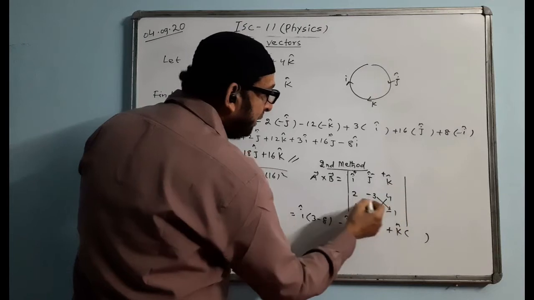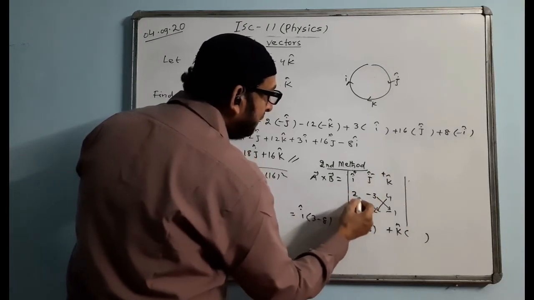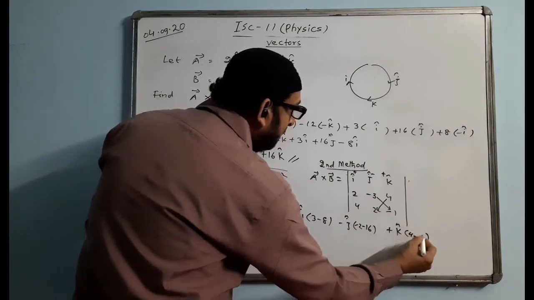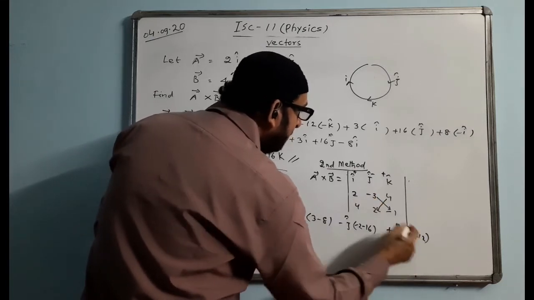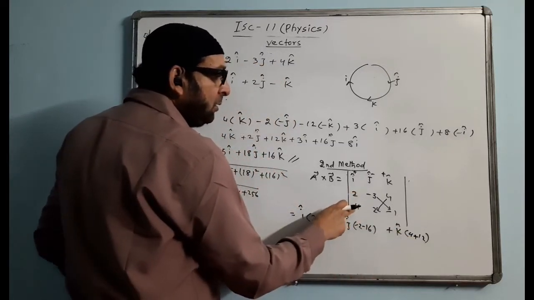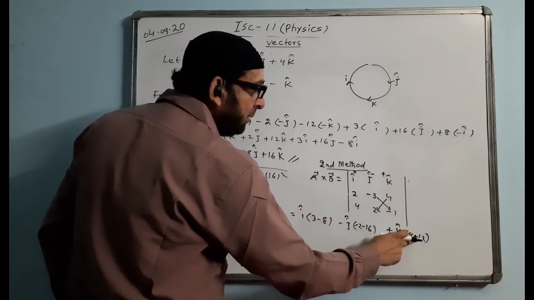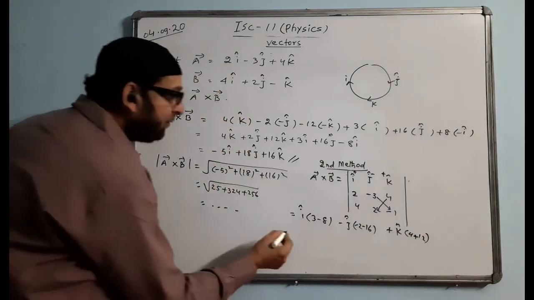And the last one, k: you hide this column and this row, you see 1, 2, 3, 4, multiply. 2 twos are 4, put a minus sign, minus, minus, plus 12. The middle sign is minus. So when you take minus 3 into 4, it is minus 12, and the middle sign is already minus, so minus, minus becomes plus. Now we simplify it and find the answer.